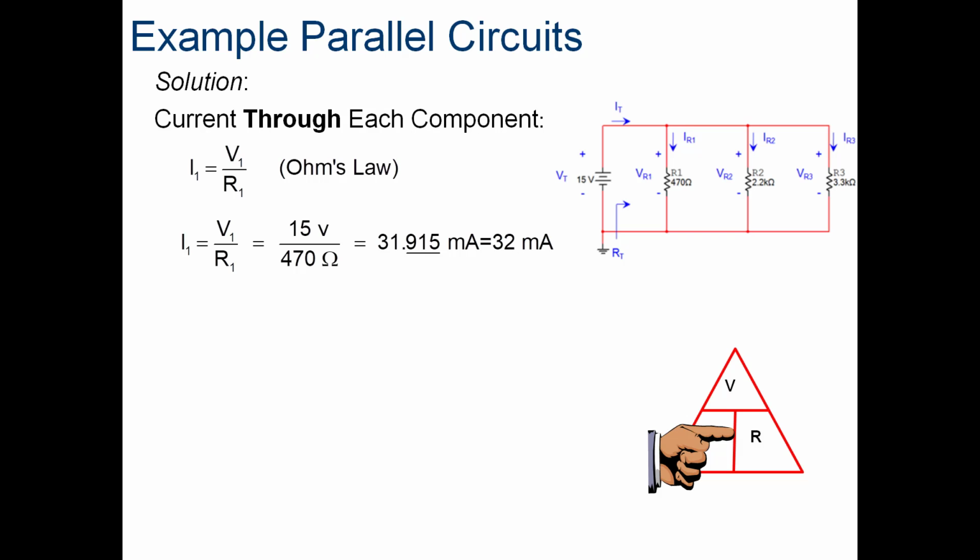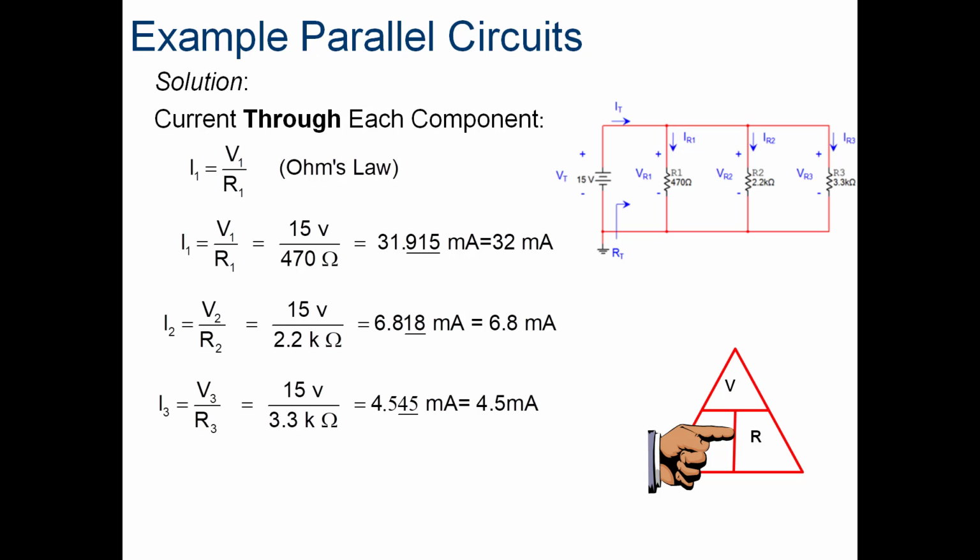I2 is going to similarly be the voltage across R2, 15 volts, divided by the resistance R2, 2.2 kilohms. That'll be about 6.8 milliamps. I3, 15 volts divided by 3.3K, or about 4.5 milliamps. Now my I total would be 15 volts divided by my RT, or about 43 milliamps.